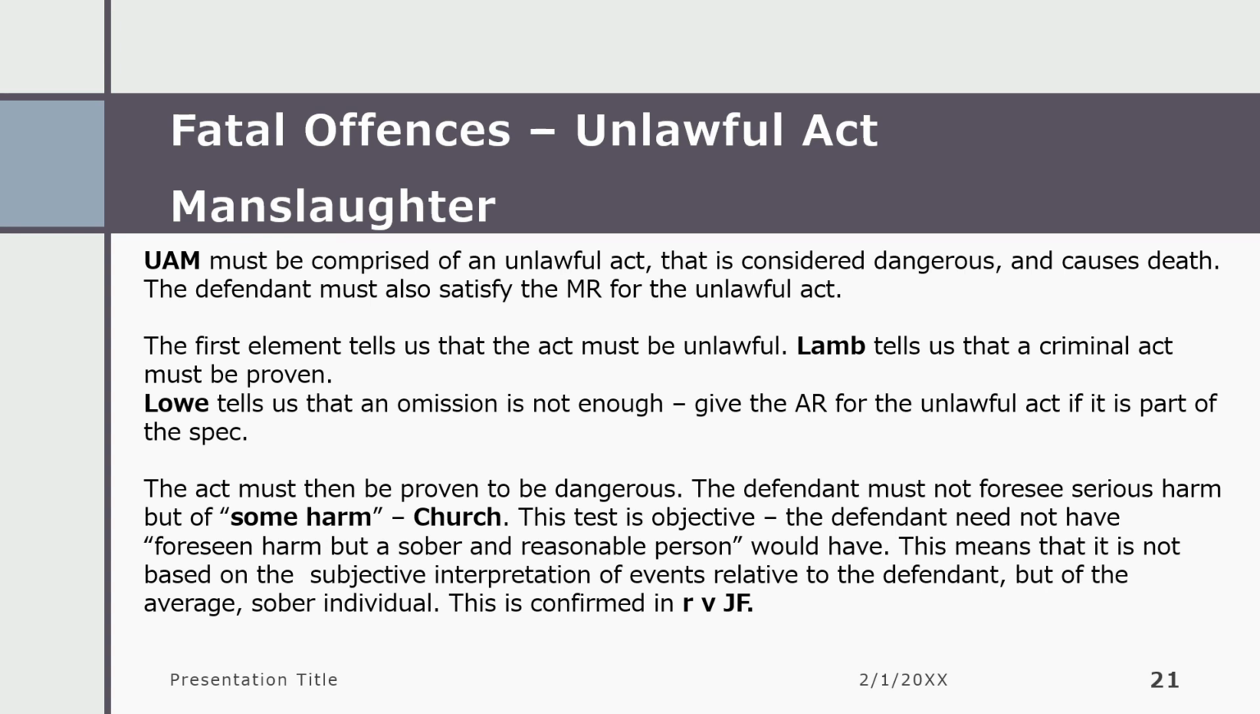So the act must be proven to be dangerous. The defendant must not foresee serious harm, but some harm. So this is in Church. This test is objective. The defendant need not have foreseen some harm, but a sober and reasonable person would have. This means that it is not based on the subjective interpretation of events relative to the defendant's perspective, but of the average sober individual. This was confirmed in R v JF.